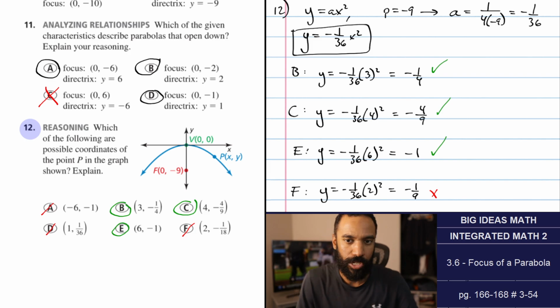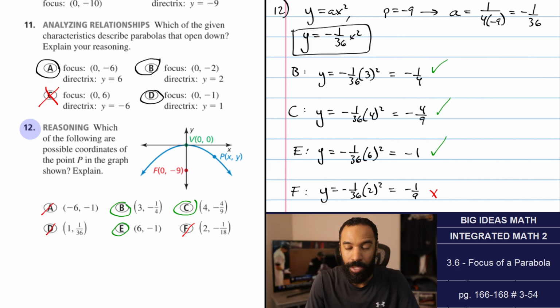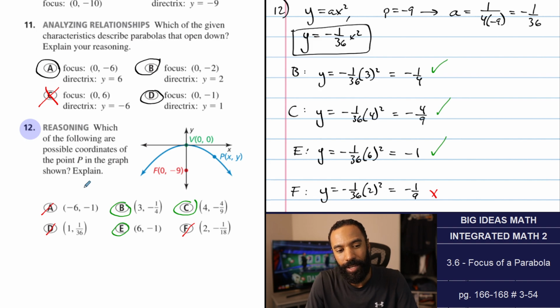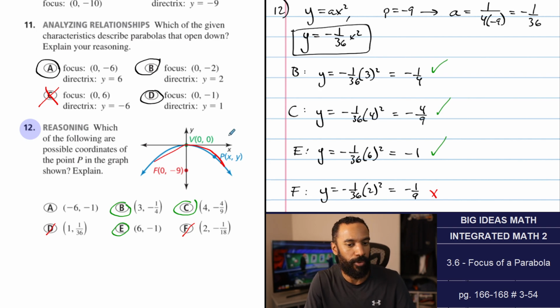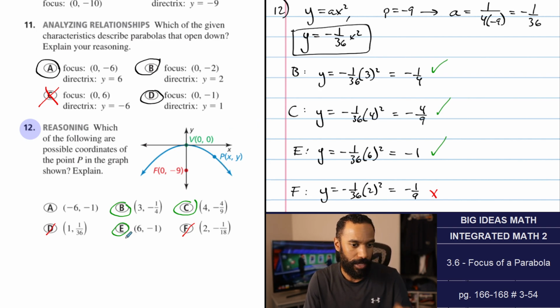So you find out your equation using your 1 over 4P relationship. You then plug in those x values in there and see if you get the y out. These never would have applied just because x was not negative in this case. Oh, you know what? I take that back. A can potentially apply. In fact, I'm going to say that A works. They're not saying that P is necessarily in the first quadrant. P can be anywhere on this parabola. They're just asking which ones work for the equation.